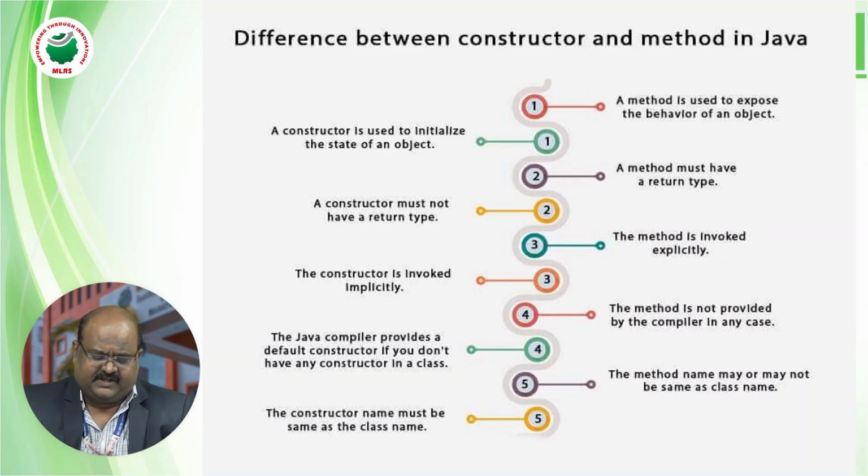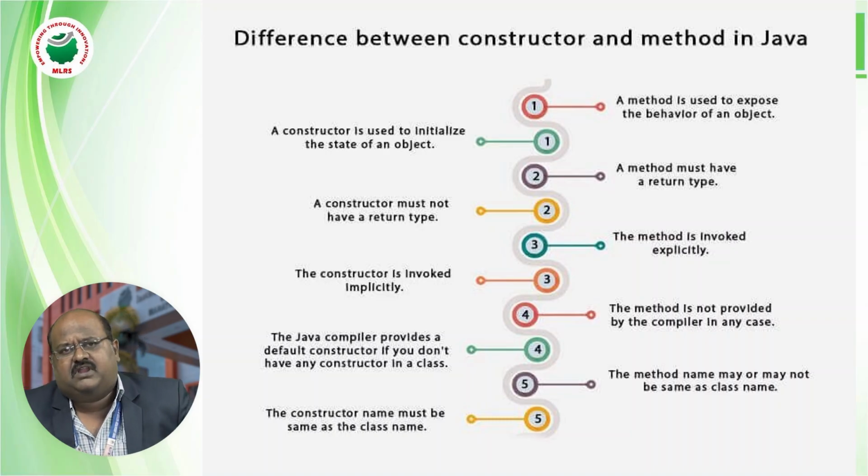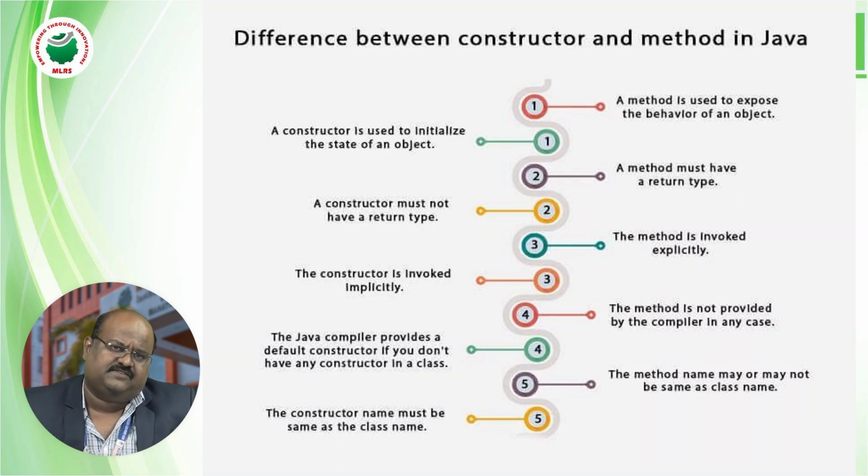And the Java compiler provides a default constructor. Whenever you write a program, if you do not mention any constructor, after compilation your Java compiler will give a default constructor. For a method, that is not possible.